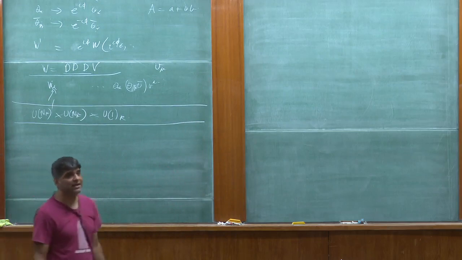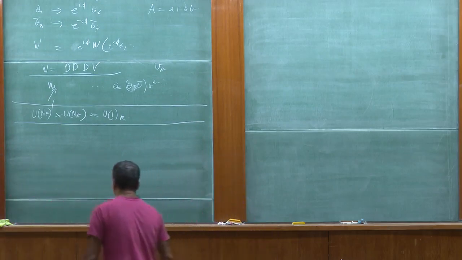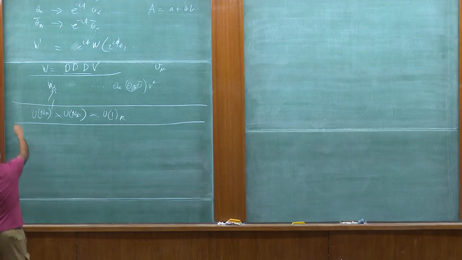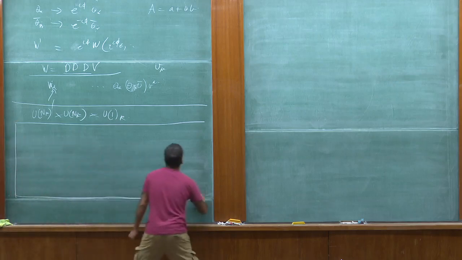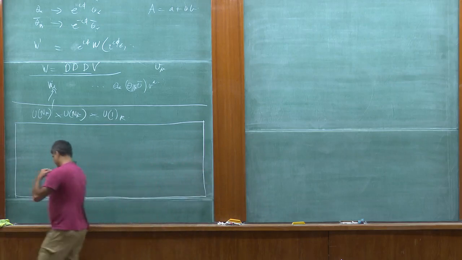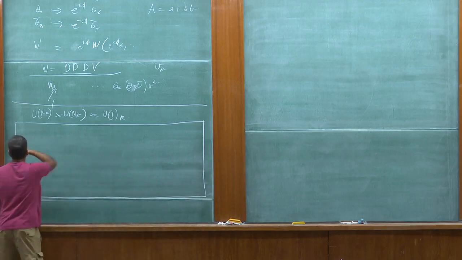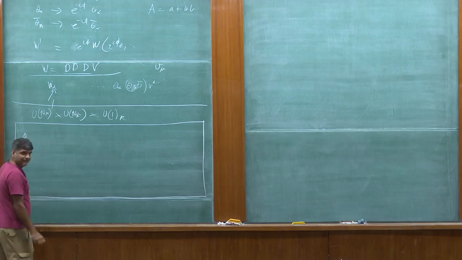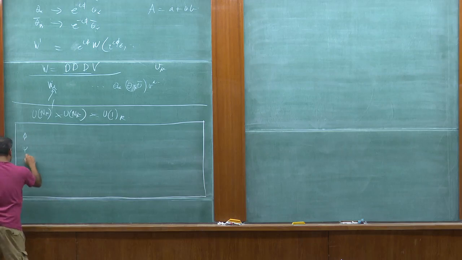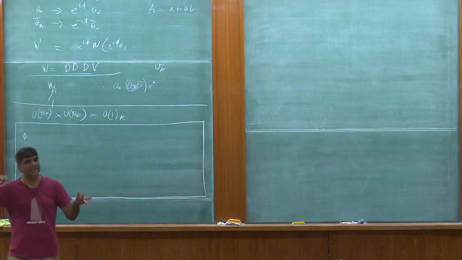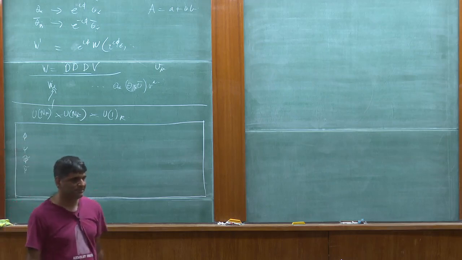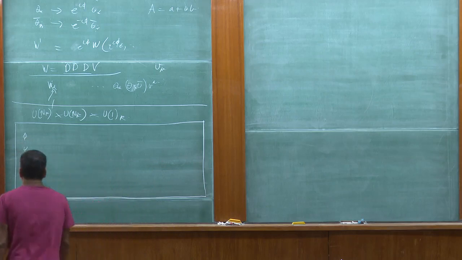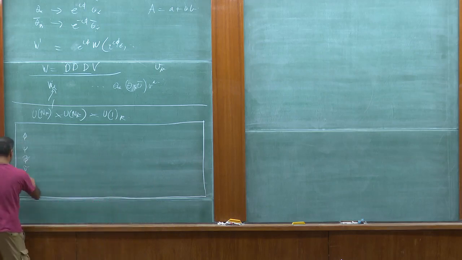Now let us write down the charges of all fields in the theory under these various symmetries. The first thing I'm going to do is to list all fields. So there are the fields phi and their fermions. There are the fields phi tilde and their fermions. I'm not listing the bars because they obviously have opposite charges. And then there are the fields V mu, and then there's lambda alpha.